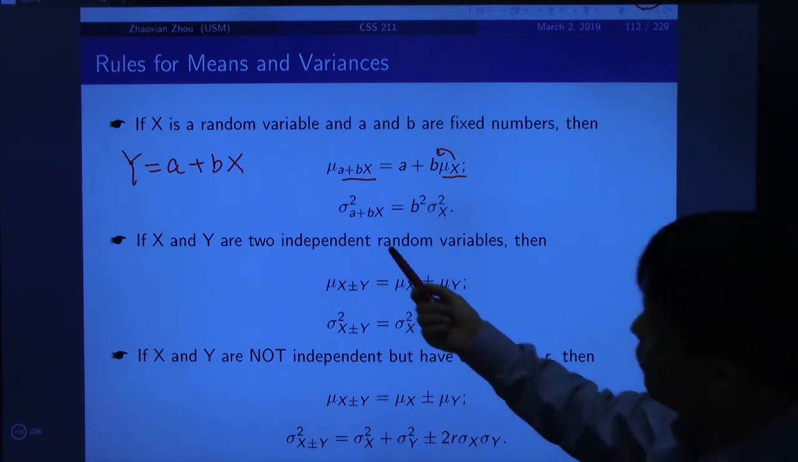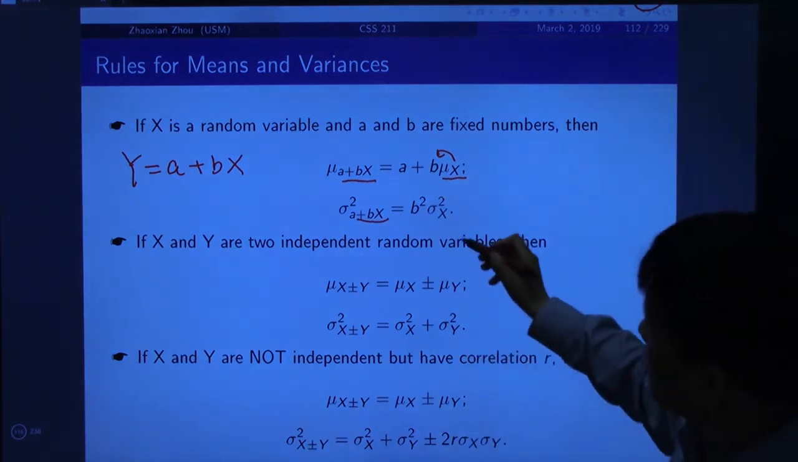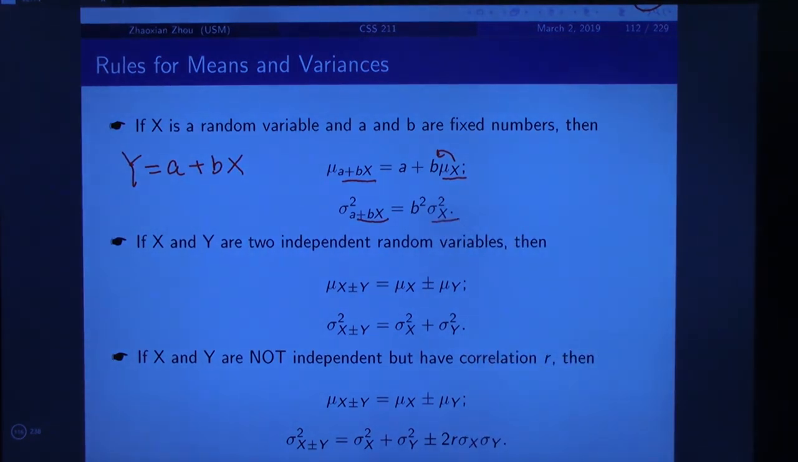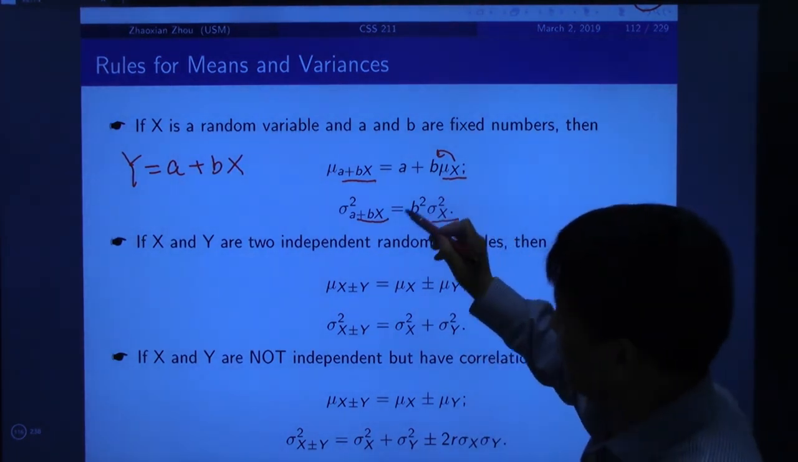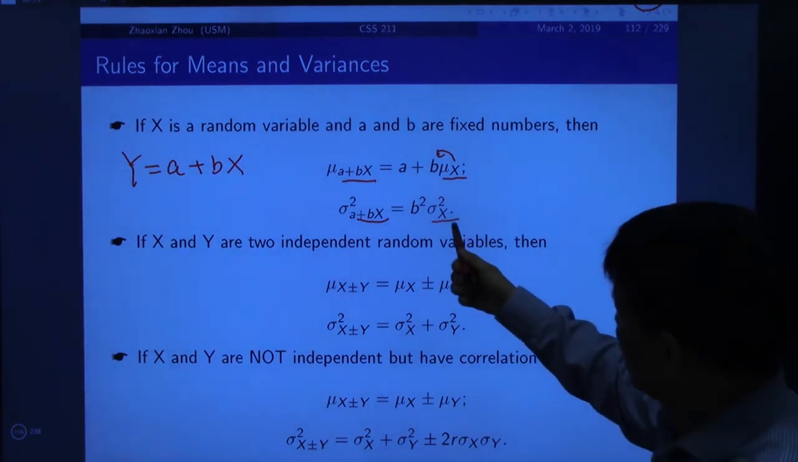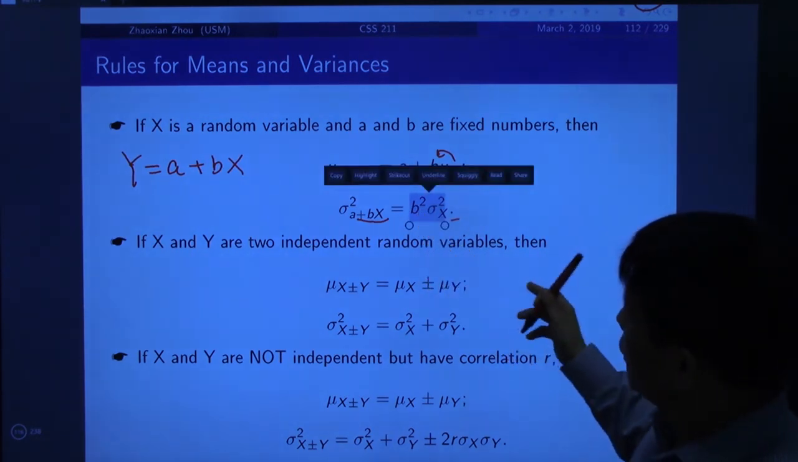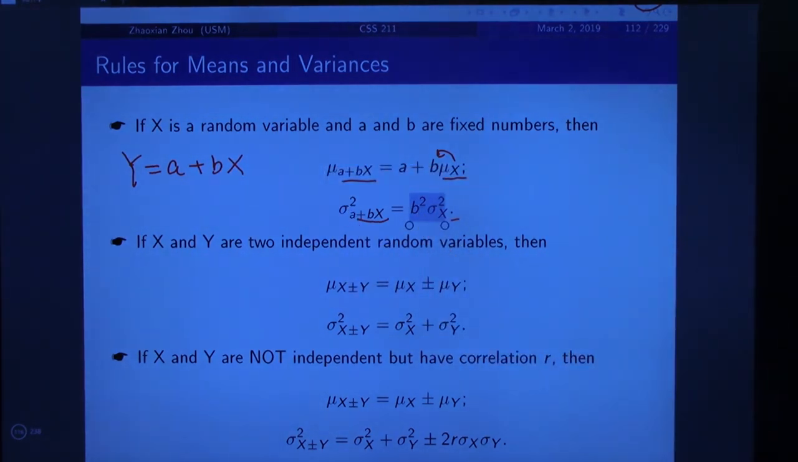How about the variance of y? The variance of y equals the variance of x times b squared. There's no a. As we already know from the previous chapters, a has no contribution to the variance of the linear transformation. So the variance of x times b squared will give us the variance of y.